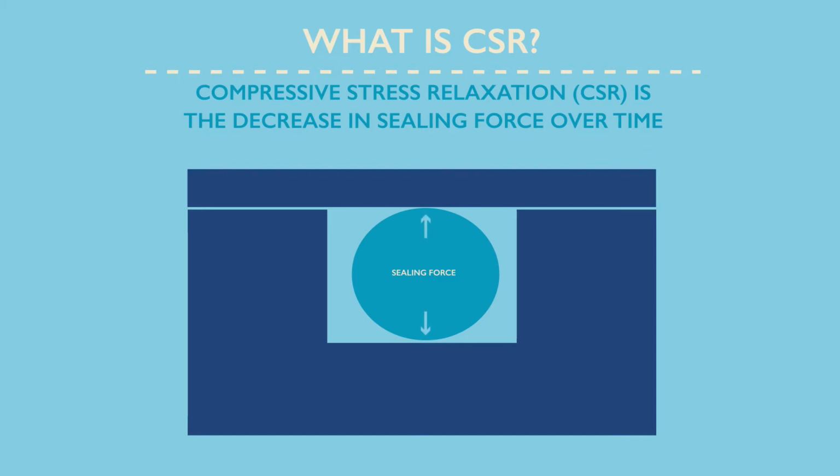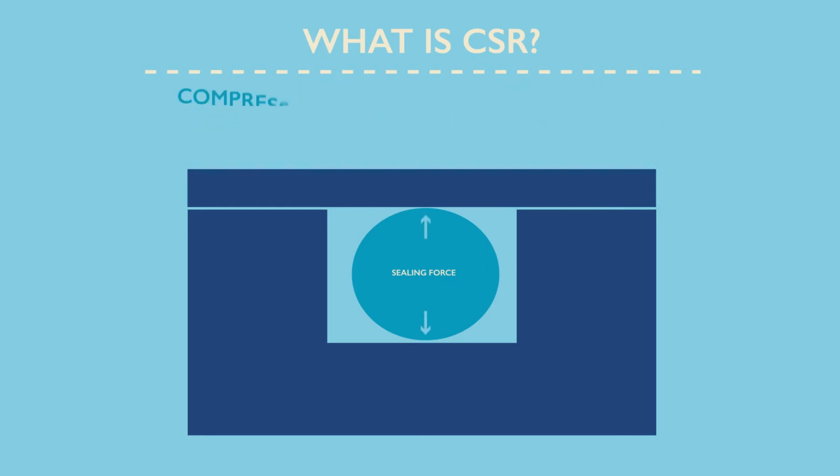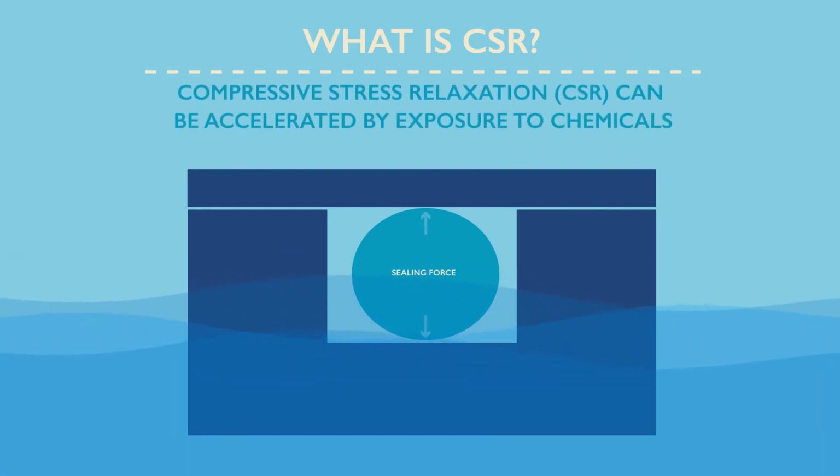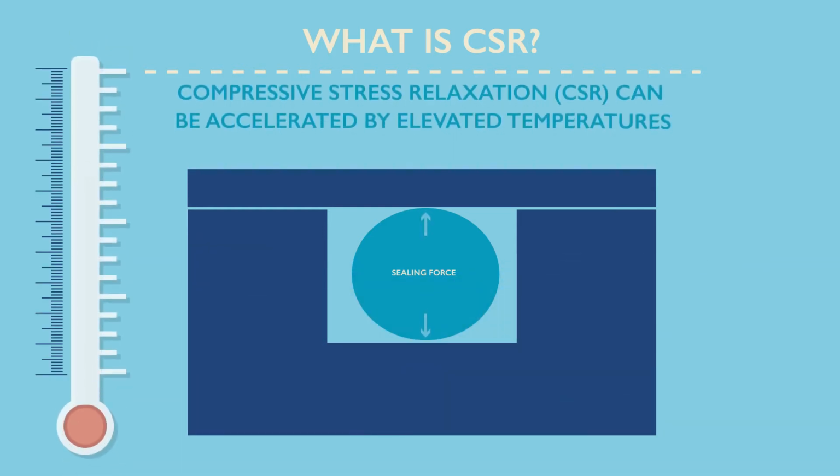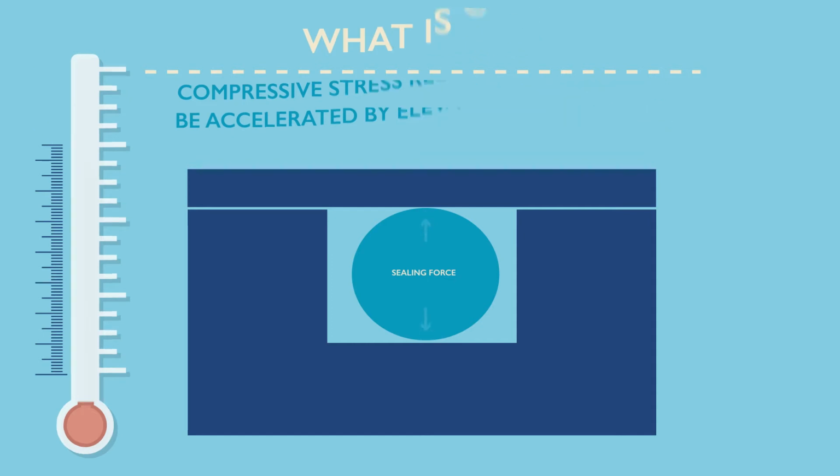Compressive stress relaxation, CSR, is the decrease in sealing force over time. The rate of CSR can be accelerated by exposure to chemicals and/or elevated temperatures, which attack the polymer backbone or cross-linking system, reducing the sealing force.